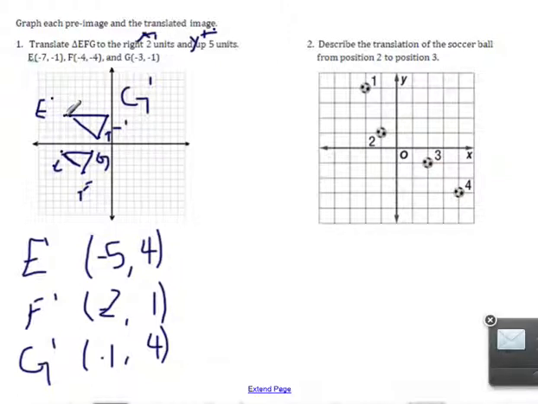Okay, so let's take a look at number 2. We want to figure out the translation of the soccer ball from position 2 to position 3. Well, first let's figure out what position this soccer ball is at.